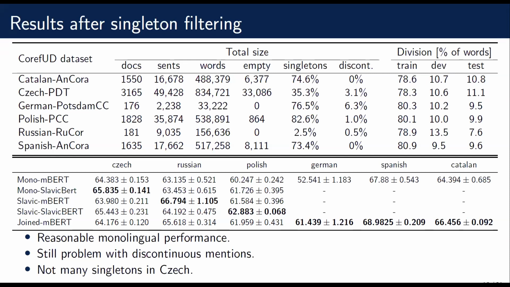For German, it helps a lot, and for some other languages it is also very significant. The exception is Czech, because Czech is a very large corpus, so the benefit of adding other languages is not so significant. It was even a little bit worse adding the other languages to the Czech data.